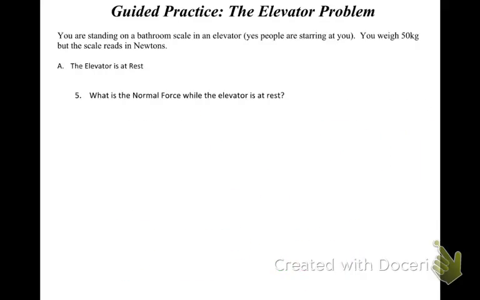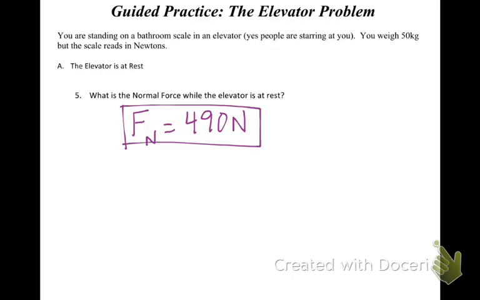And for the very last part of this question, it says the elevator is still at rest. What is the normal force? Well, we already figured that one out. It's going to be 490 newtons in the opposite direction. Okay? Pretty simple. Not too shabby. That one was easy because we're dealing with balanced forces.